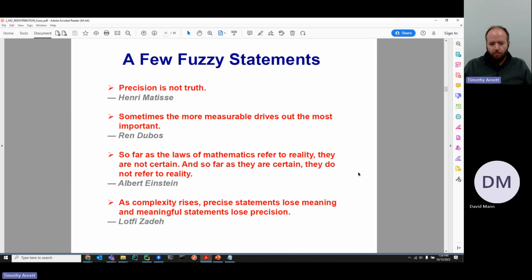here. These are just some quotes about fuzzy and that from famous mathematicians and other folks or physicists. Henri Matisse said, "Precision is not truth," which is often the case. You can be very precise and be very wrong. I find myself doing that every so often. Sometimes the more measurable drives out the most important, and that's the case too.